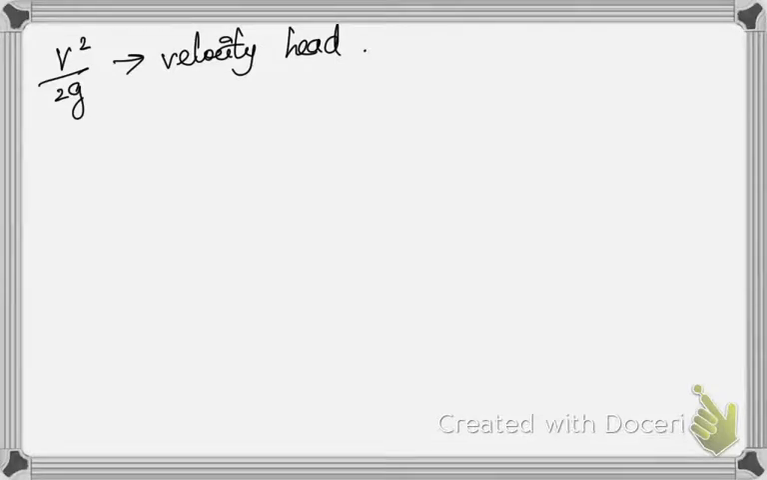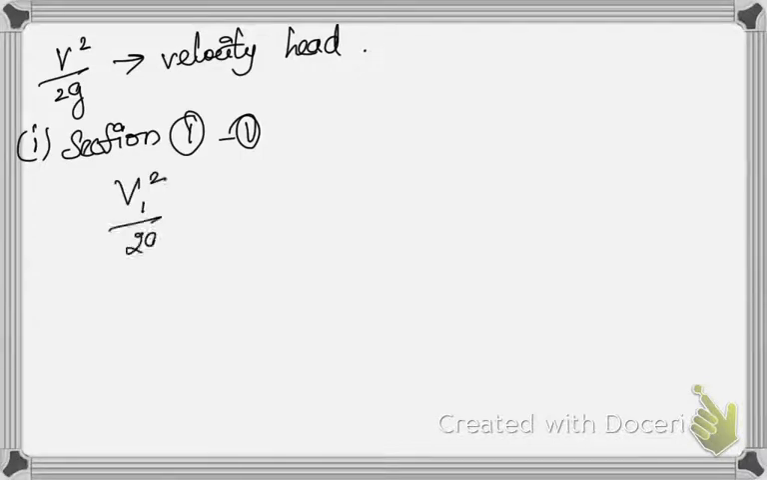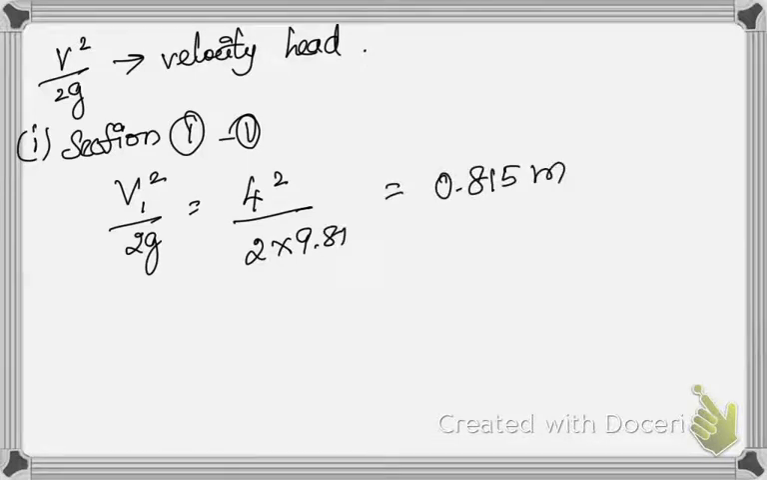First we can very easily find out the velocity head for section 1, because the velocity is already given. So v1 squared by 2g. Velocity is given as 4 meter per second. So 4 squared by 2 into 9.81, which is equal to 0.815 meter. So 0.815 meter is the velocity head at section 1.